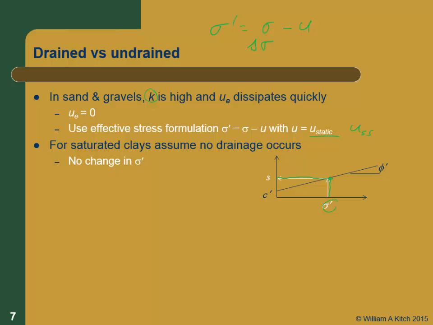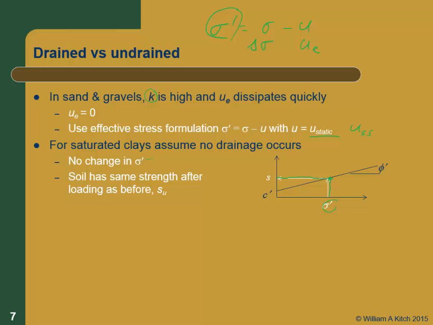Well, if there's no drainage, then sigma prime can't change, which means whatever happens to sigma has to happen to u in order for sigma prime not to change. This is the assumption that we're using when we do a total stress analysis. So if there's no change in the effective stress, then whatever strength the soil had before is still there.